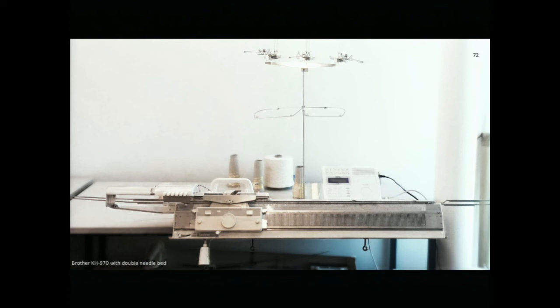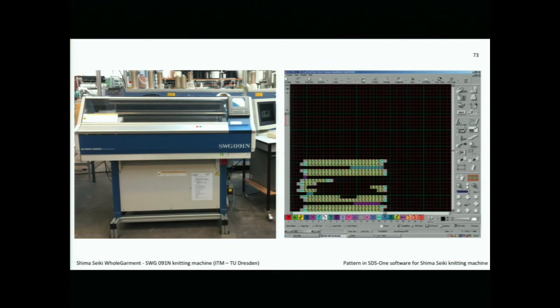However, we would like to investigate how this can be translated to an industrial scale, and we have done so with partners at the Institute for Textile Machinery and High Performance Textiles at TU Dresden, where we investigated whether these patterns are translatable to an industrial process, and we found out they are. However, we do need certain small translations for machine-specific processes.